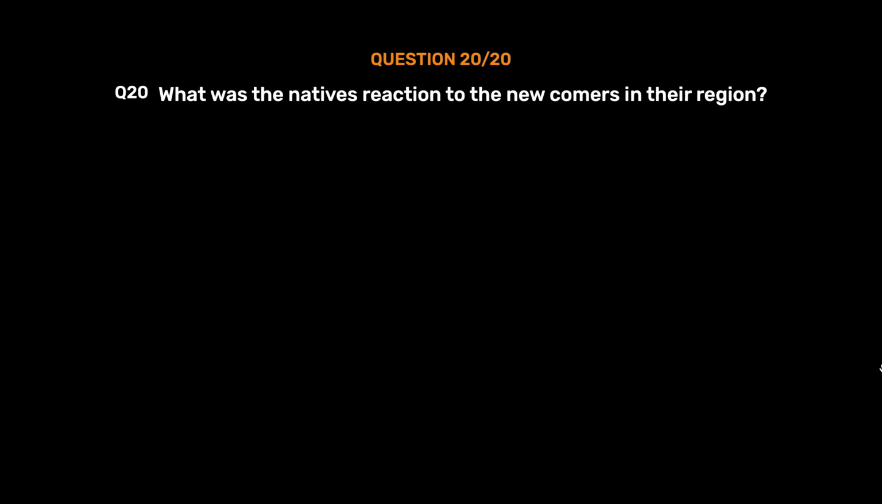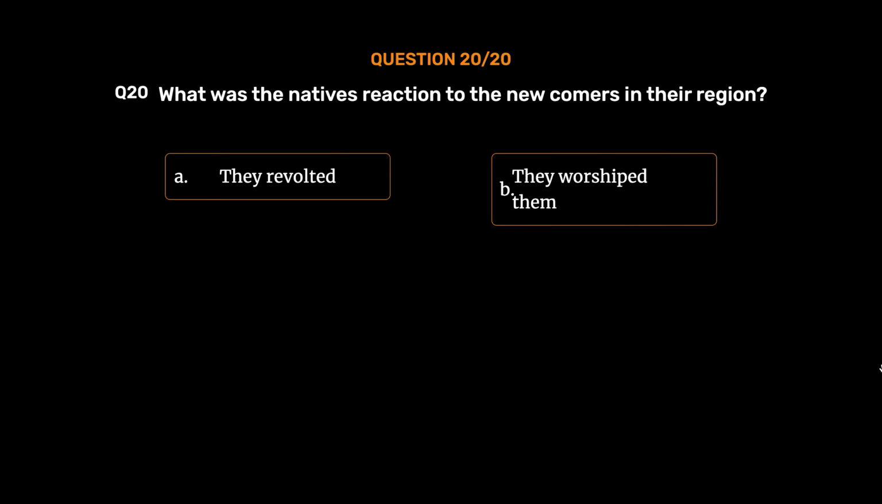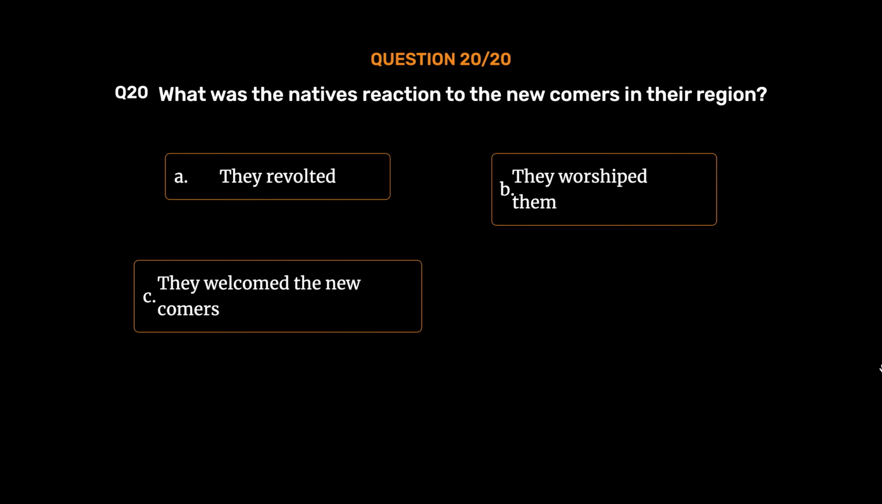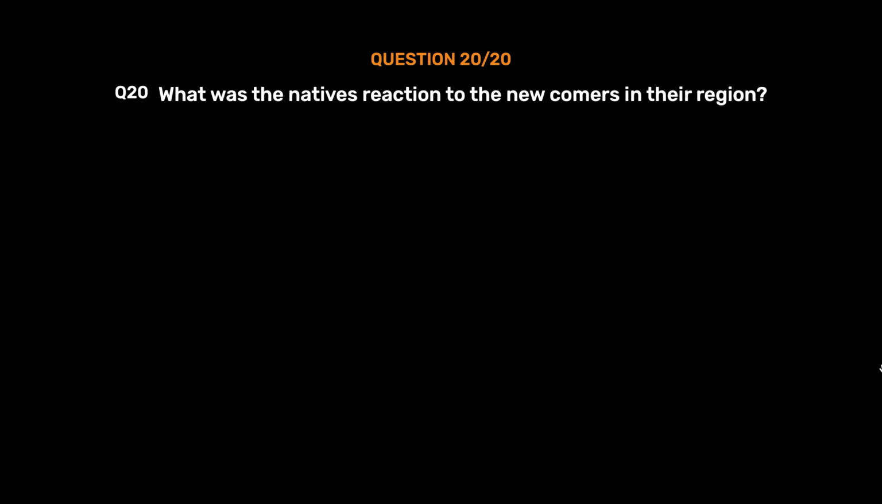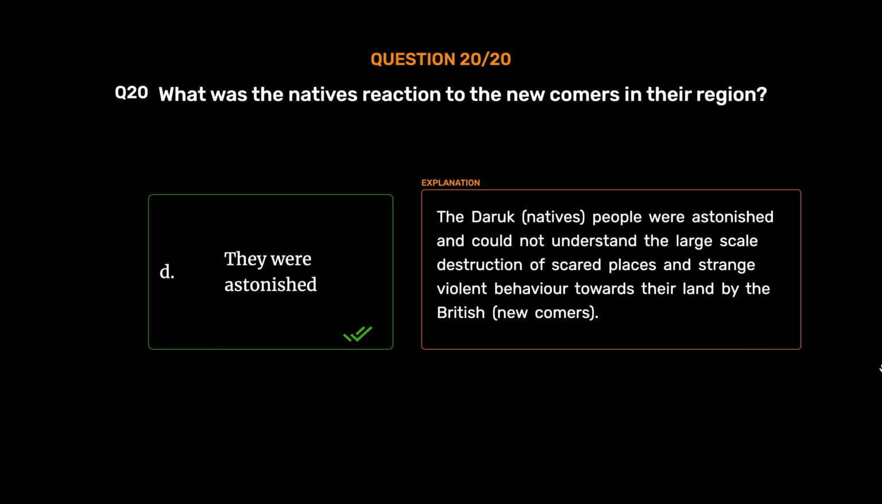Question number 20. What was the natives' reaction to the newcomers in their region? Option A, they revolted. Option B, they worshipped them. Option C, they welcomed the newcomers. Option D, they were astonished. The correct answer is Option D, they were astonished. The Darug native people were astonished and could not understand the large-scale destruction of sacred places and strange violent behavior towards their land by the British newcomers.